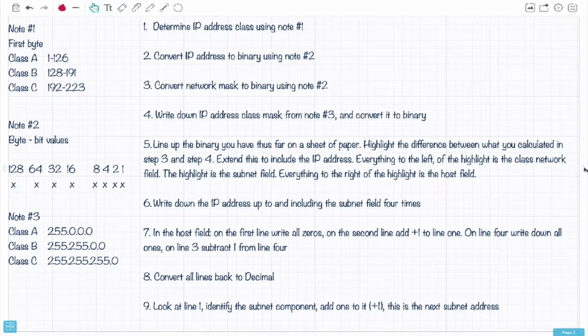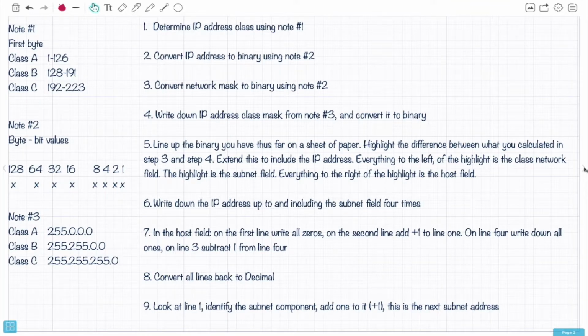So here's a set of instructions. I'm not going to read through these now. I'm going to go through these on the next few pages and show you the process in action. It's a simple 9-step program to calculate what you need for subnetting. Also, pay attention on the side, I've got some notes. Note number 1 defines the class A, B, and C first byte number ranges. Note number 2 defines the byte to bit values. I kind of spread them out. And note number 3 defines the standard network mask for a standard class A, B, and C.